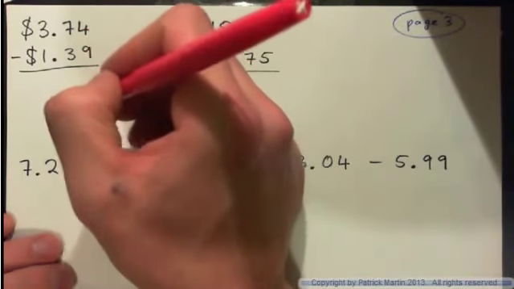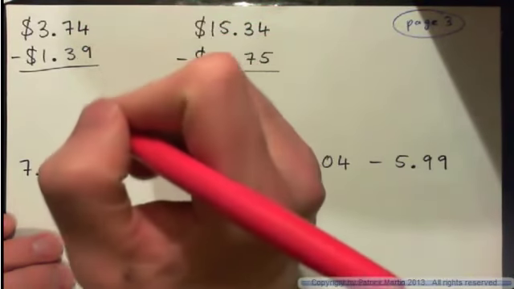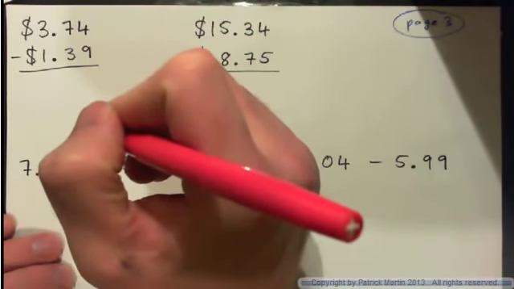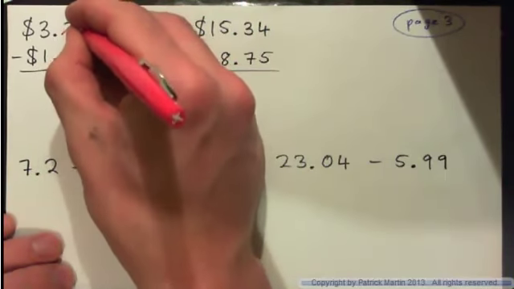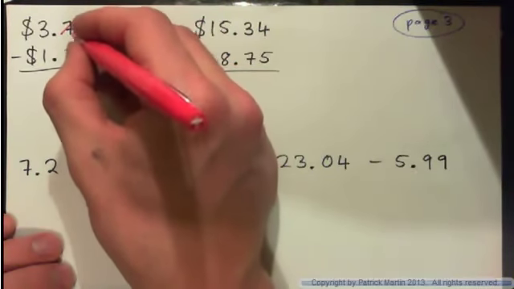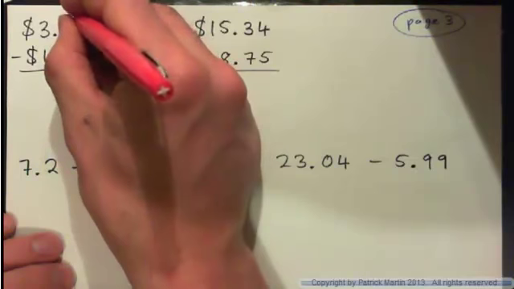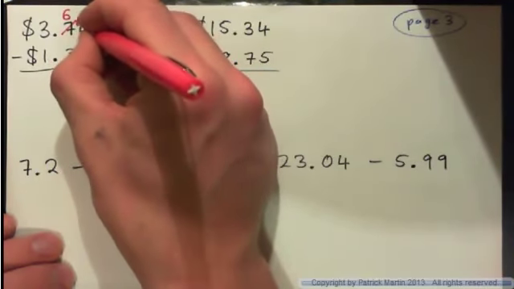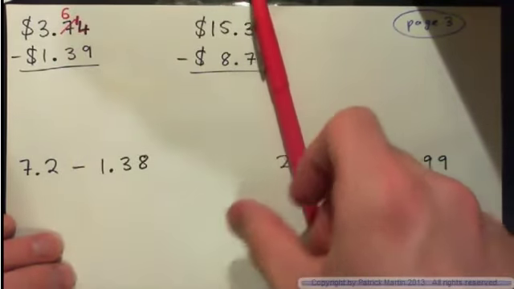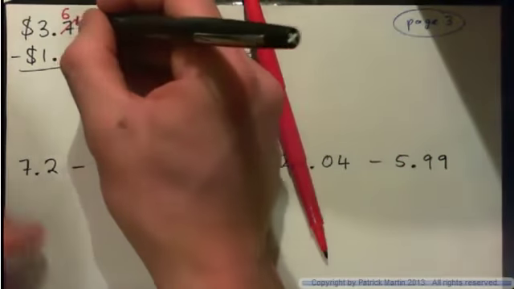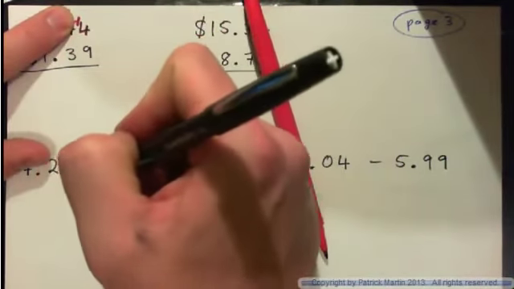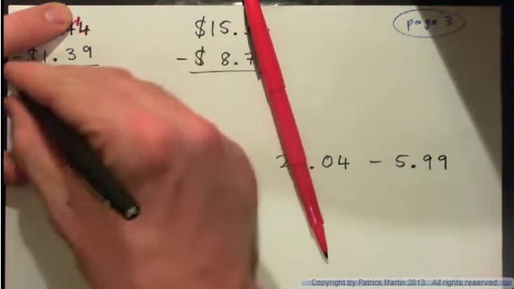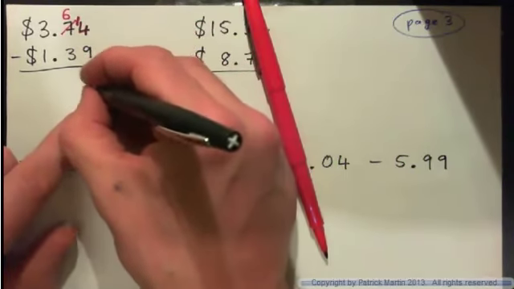So 4 take away 9 isn't going to work. So I've got to borrow from this guy. So this 70 cent here becomes 60 cent, and I'll put a 10 over here to add to that 4 to make 14, right? So now 14, so this is 14. 14 subtract 9 is 5, okay?